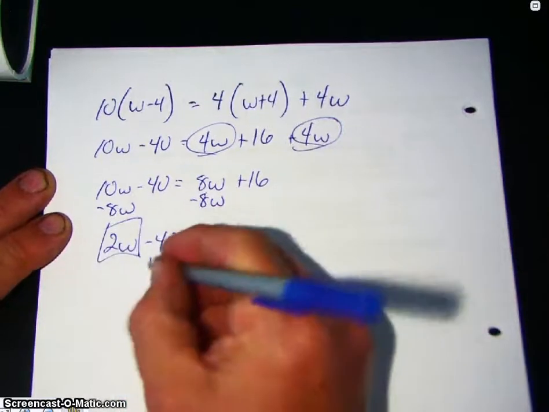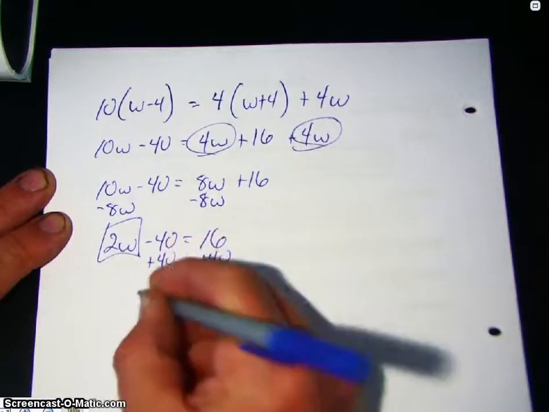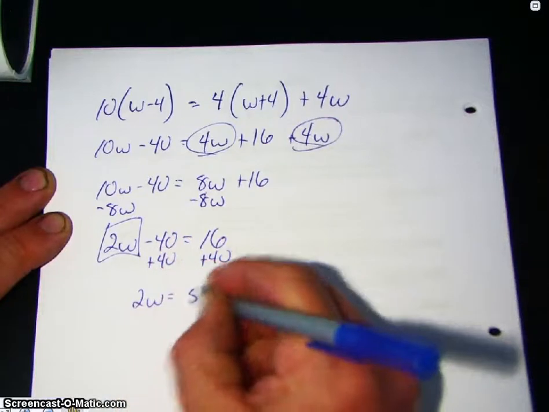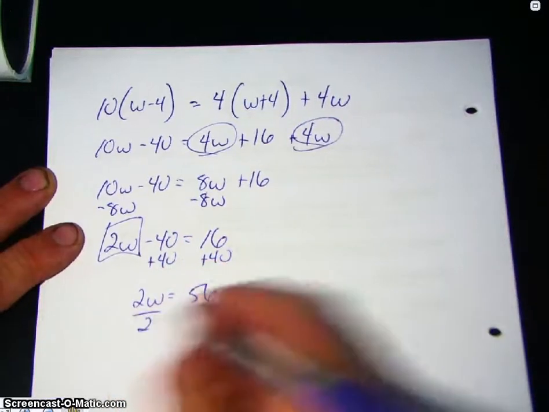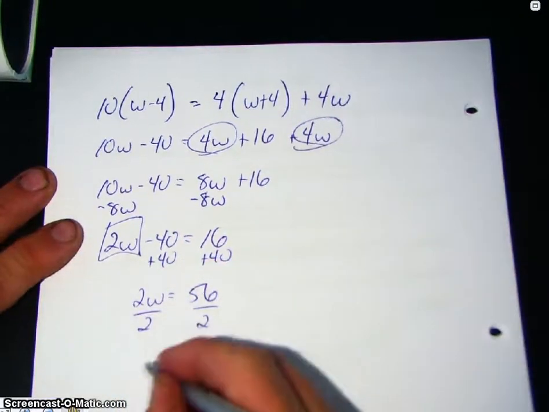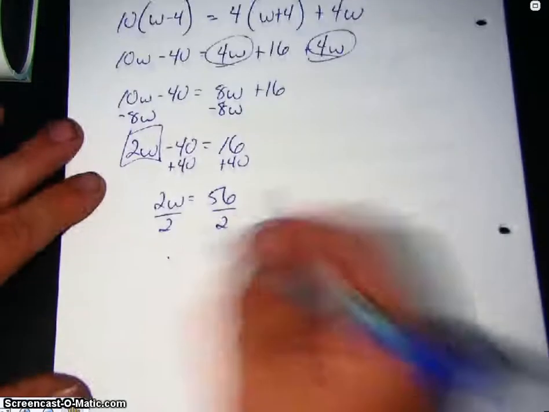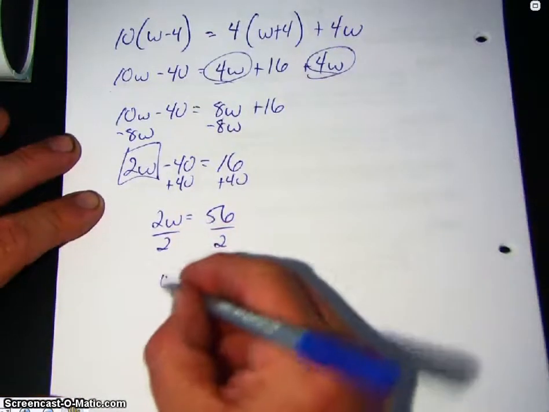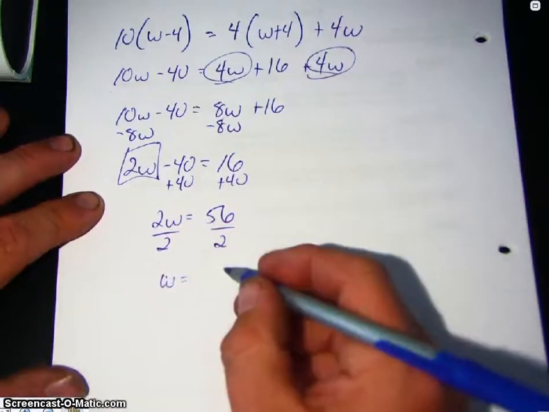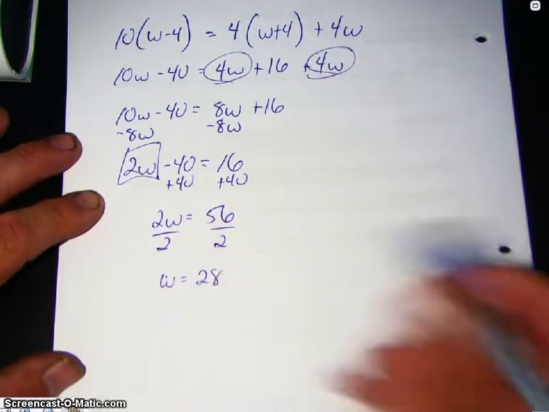Isolate that, so I have to add 40 to both sides. And then last step, divide both sides by 2. And therefore I get w is equal to what, 28? All right.